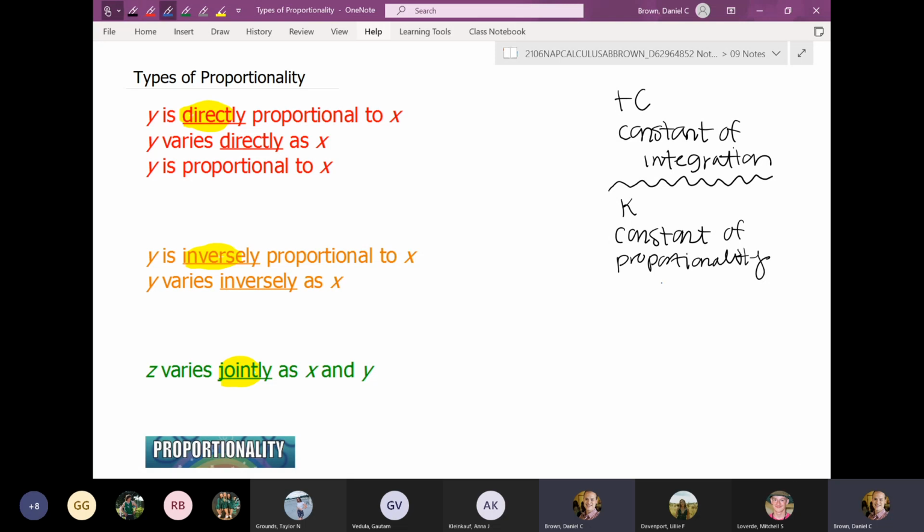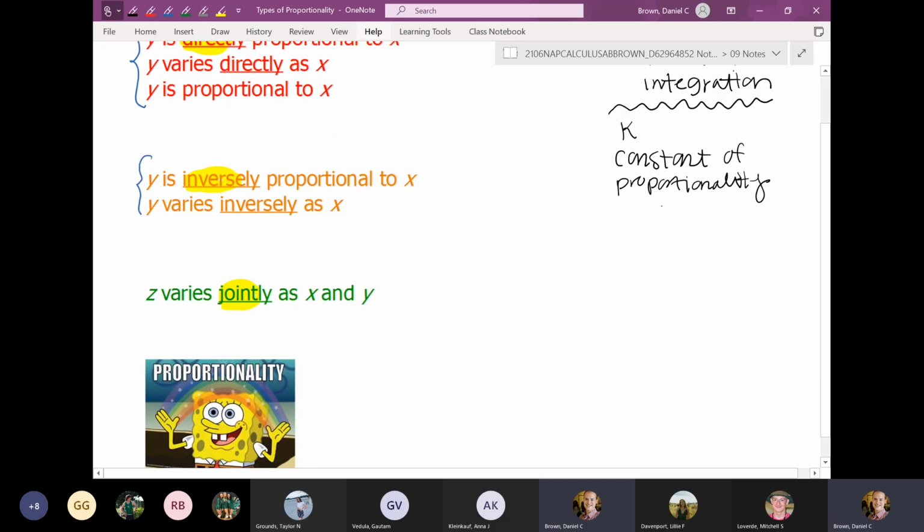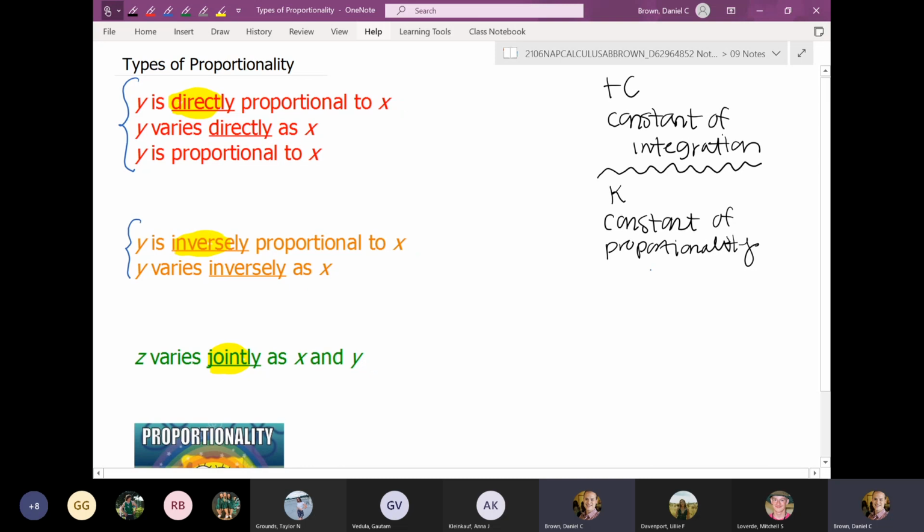Looking at these different phrases I have here, all the red ones, that's three different ways of saying the same thing. So it's going to have the same equation. The two orange ones, two different ways of saying the same thing. And then that green one, of course, kind of standing by itself. Whenever you see directly or jointly, that is going to talk about a relationship that mostly deals with multiplying. Whenever you see inversely, that's going to be a relationship related with division.